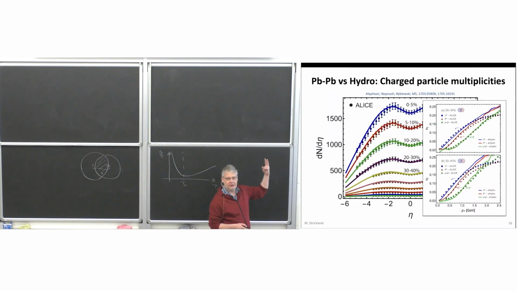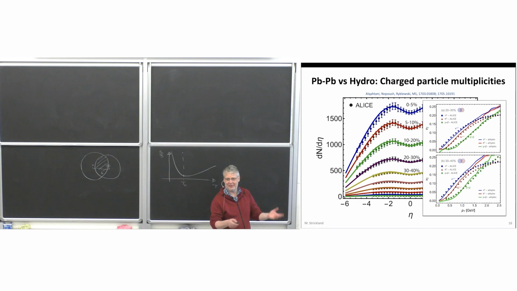Now, again, having only tuned those 3 parameters and not changing anything, you can make predictions from these hydro models for V2, even for specific particles. So this is pion, kaon, and proton as a function of PT. And we can see that at some point it stops working.